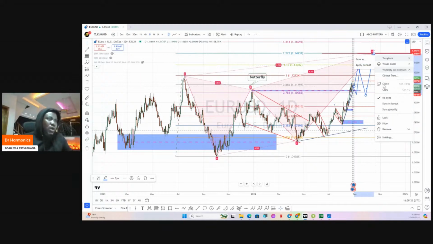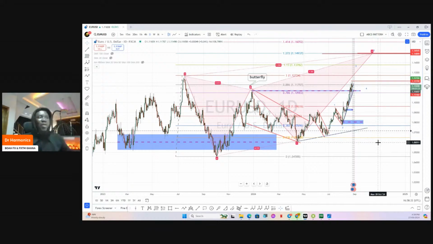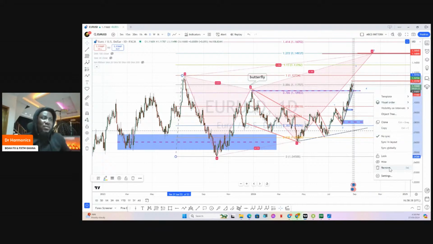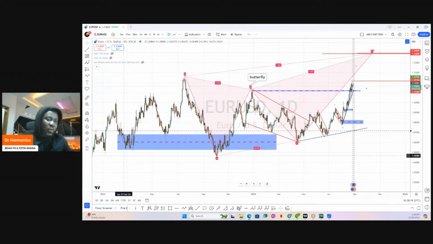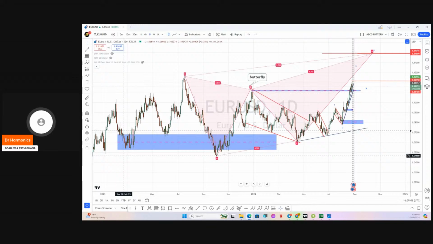So for now, I'm expecting a short-term buy for Euro USD. Now, what would be my gauge to exit the Euro USD trade? If you want to be prudent enough, you can also wait for it to complete the wave 3 of the bigger wave 3. Okay, the third wave of the bigger wave 3. Now, how do we complete the third wave of the bigger wave 3?